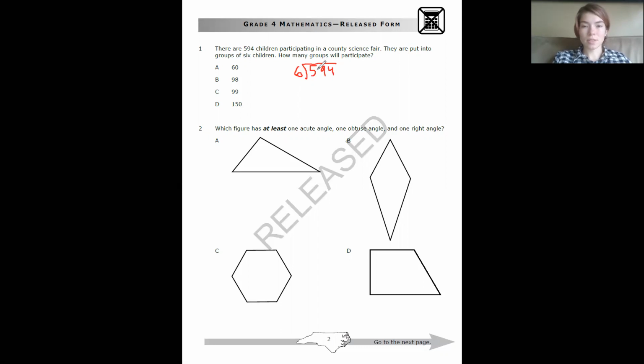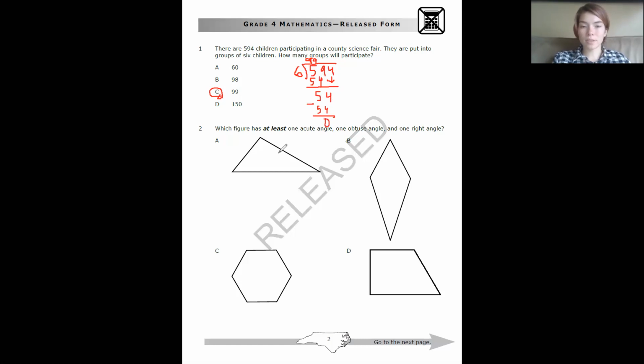So 6 doesn't go into 5, 6 goes into 59. Let's see, 9 times 6 is 54. 59 minus 54 is 5. And we're going to bring down that 4. And 6 goes into 54 9 times, which means our answer is going to be 99. And we could always do the 9 times 6 is 54, subtract that out, you get 0, just to finish up the problem.